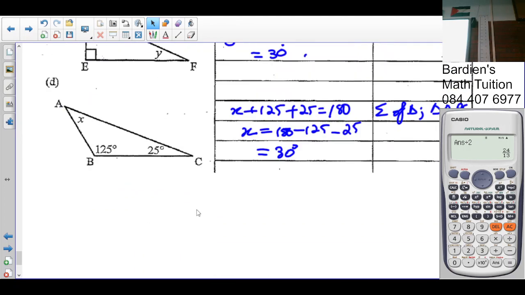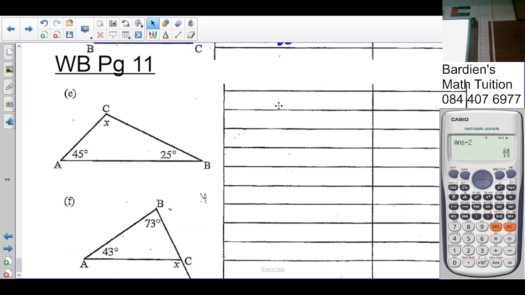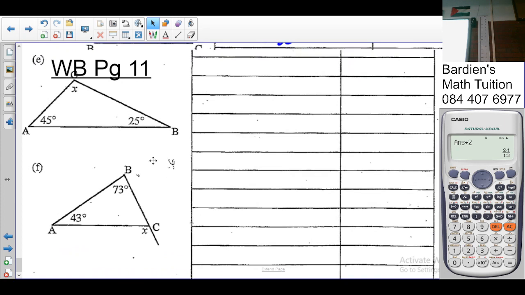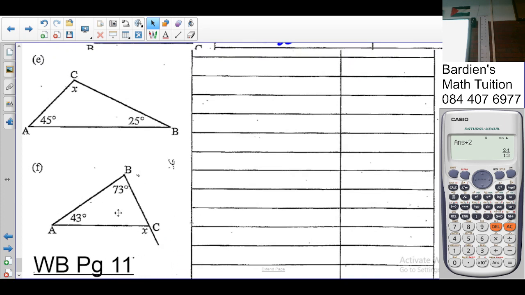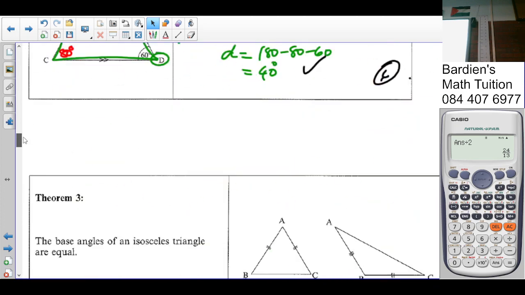Alright. Next one is E, no? Here on page 11. What do we do here? So x. Just a second, just a second. Let's check something quickly. Okay.